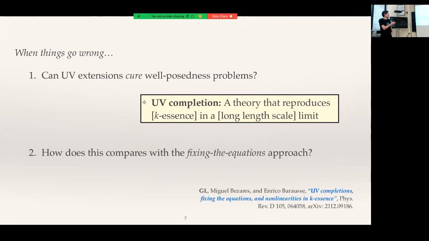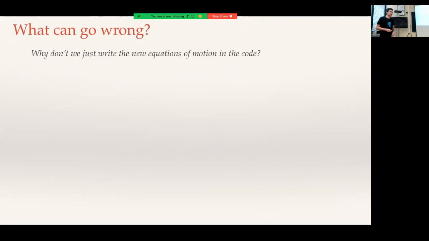And that hopefully will be helpful. And I would like to compare standard UV completion with a popular approach these days, which is called the fixed notation space. And you can find all the details about this in the paper. So let me start with trying to illustrate what is the main problem.